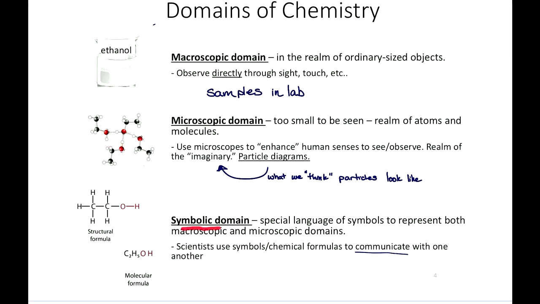And then finally, to make it even harder, we have this new language, symbols, to represent what we're actually talking about. And this allows scientists to communicate with one another. Okay, here's the composition of ethanol. There are 2 carbons, 5 hydrogens connected to an oxygen and another hydrogen. So we're using these chemical symbols, formulas, reactions to communicate what changes, what substances we're talking about.